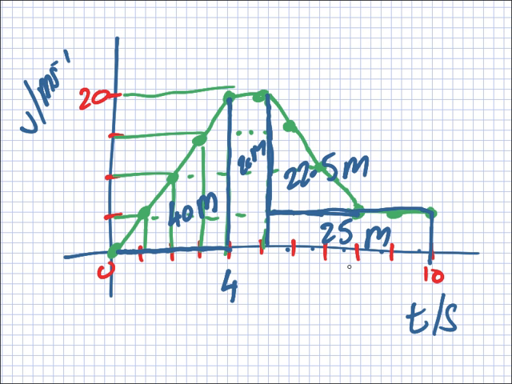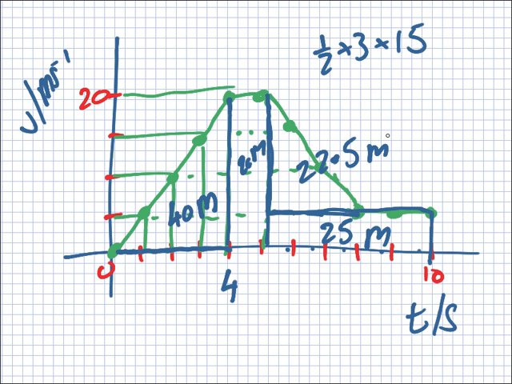A half times 3 times 15 is 22.5, I hope. Here, let's be lazy and use the calculator.